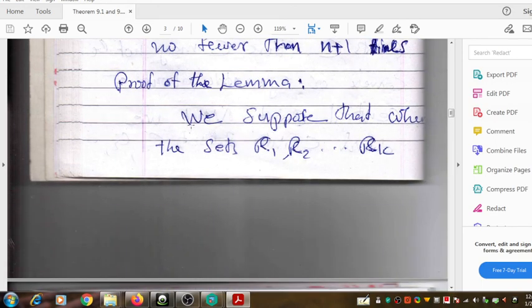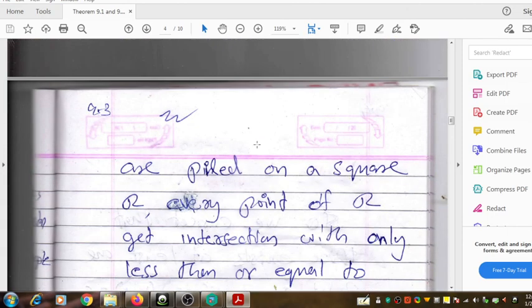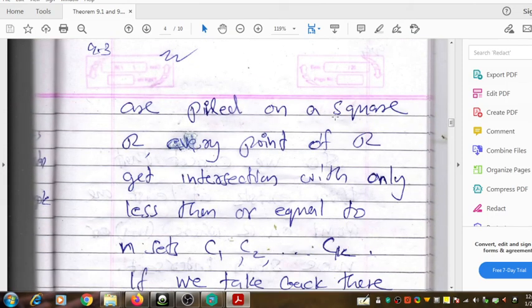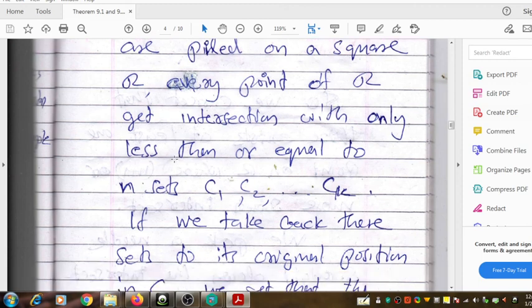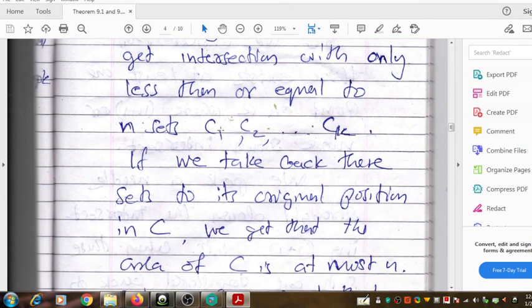So, coming to the proof of the lemma, we suppose that when the sets R1, R2, R3, etc. to Rk are piled on a square R, as we discussed, every point of R gets intersection with at most n of the subsets C1, C2, etc. to Ck.